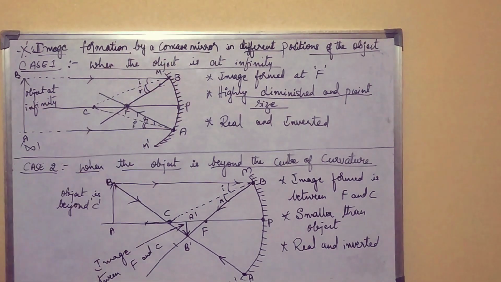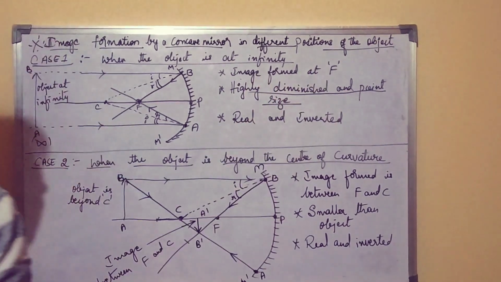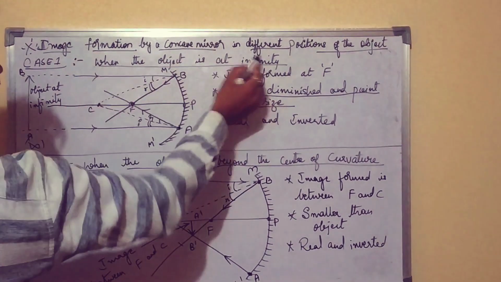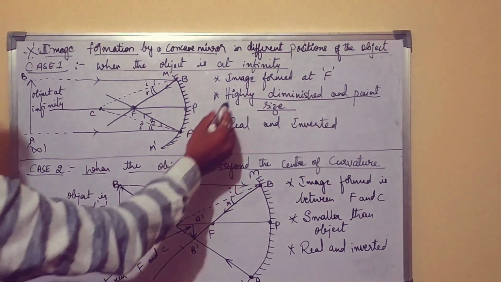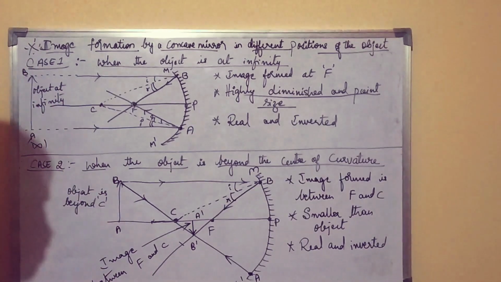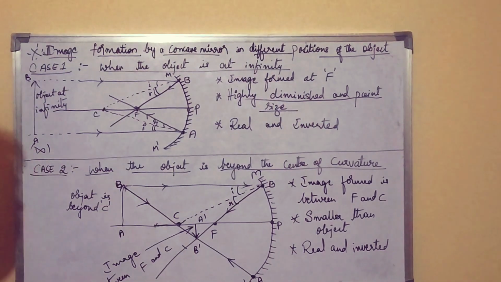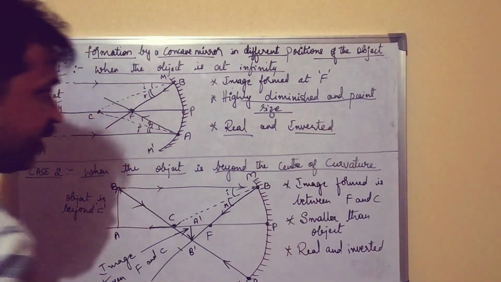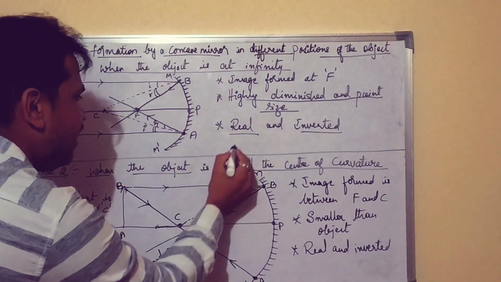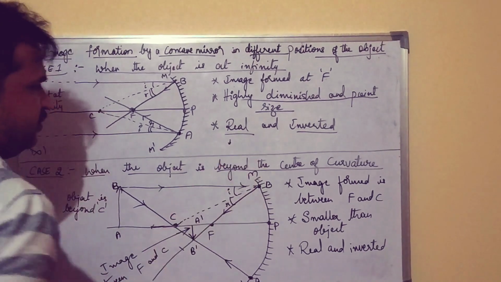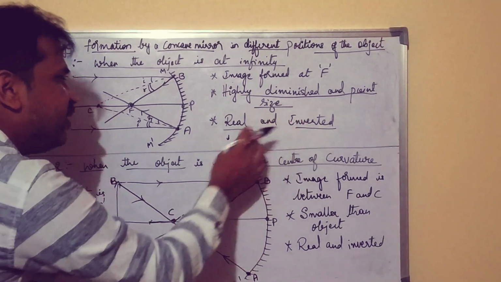So what conclusions have we made from this diagram? Image is formed at F, that is the principal focus, when the object is at infinity. Then, how is that image? Highly diminished. Diminished means very small. Just a dot, a point. Highly diminished and point size. But that image is real and inverted. First of all, it is highly diminished, you cannot see it. Even if you see it, it is real and inverted. It is like this, inverted, upside down. So, real and inverted. Why is it a real image?